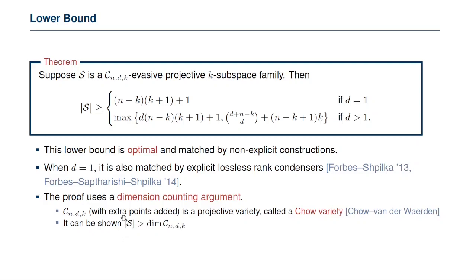So the size of S has to be at least the dimension of the Chow variety, and one other thing is that the dimension of the Chow variety has been completely determined in the literature of algebraic geometry. So we plug in the value of the dimension of the Chow variety, and this shows the lower bound.